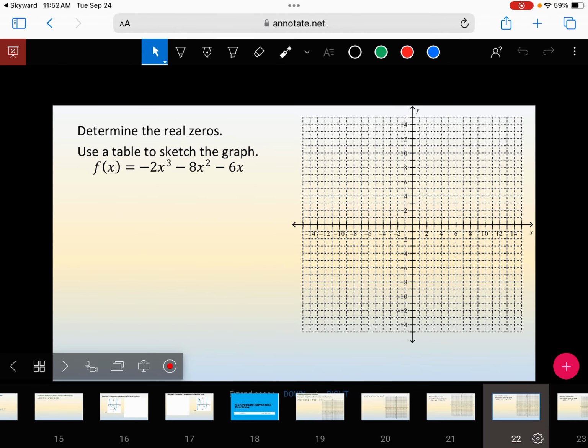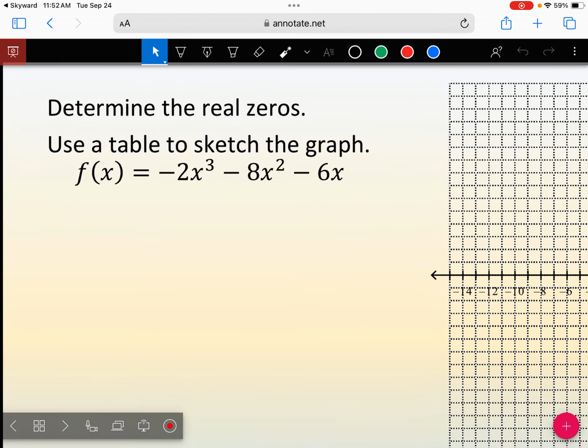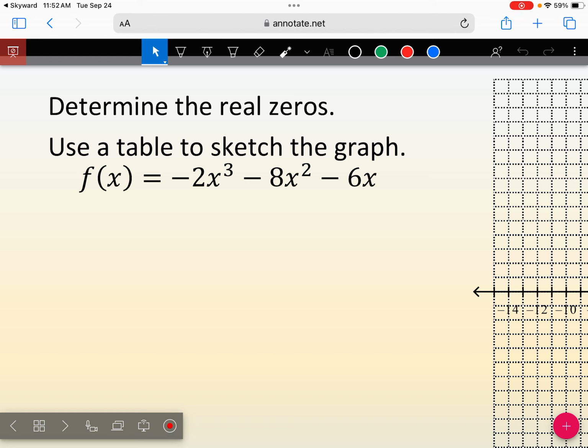Okay, so your first step is always look for a GCF. What would be my GCF? Negative, what else? 2 with negative x squared? Negative 2x. We're going to divide everything by negative 2x.